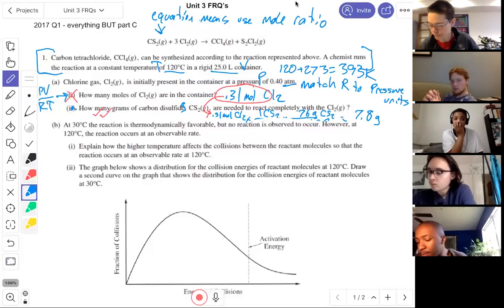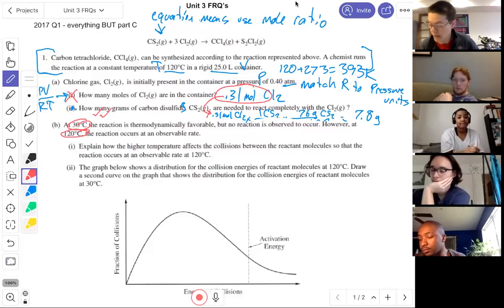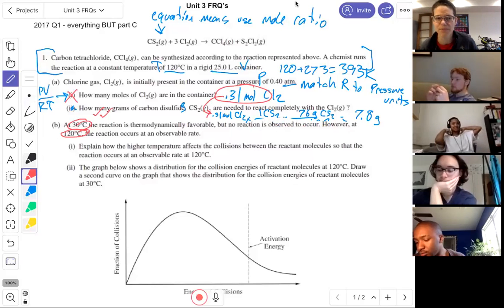Give you temperature. Oh, this is where we have to do final minus initial. No, but they did give you two temperatures. All right, and then what did they tell you about those two temperatures? That one is thermodynamically favorable. And the other occurs at an observable rate. Well, they're both thermodynamically favorable, but what happens at one but doesn't happen at the other?